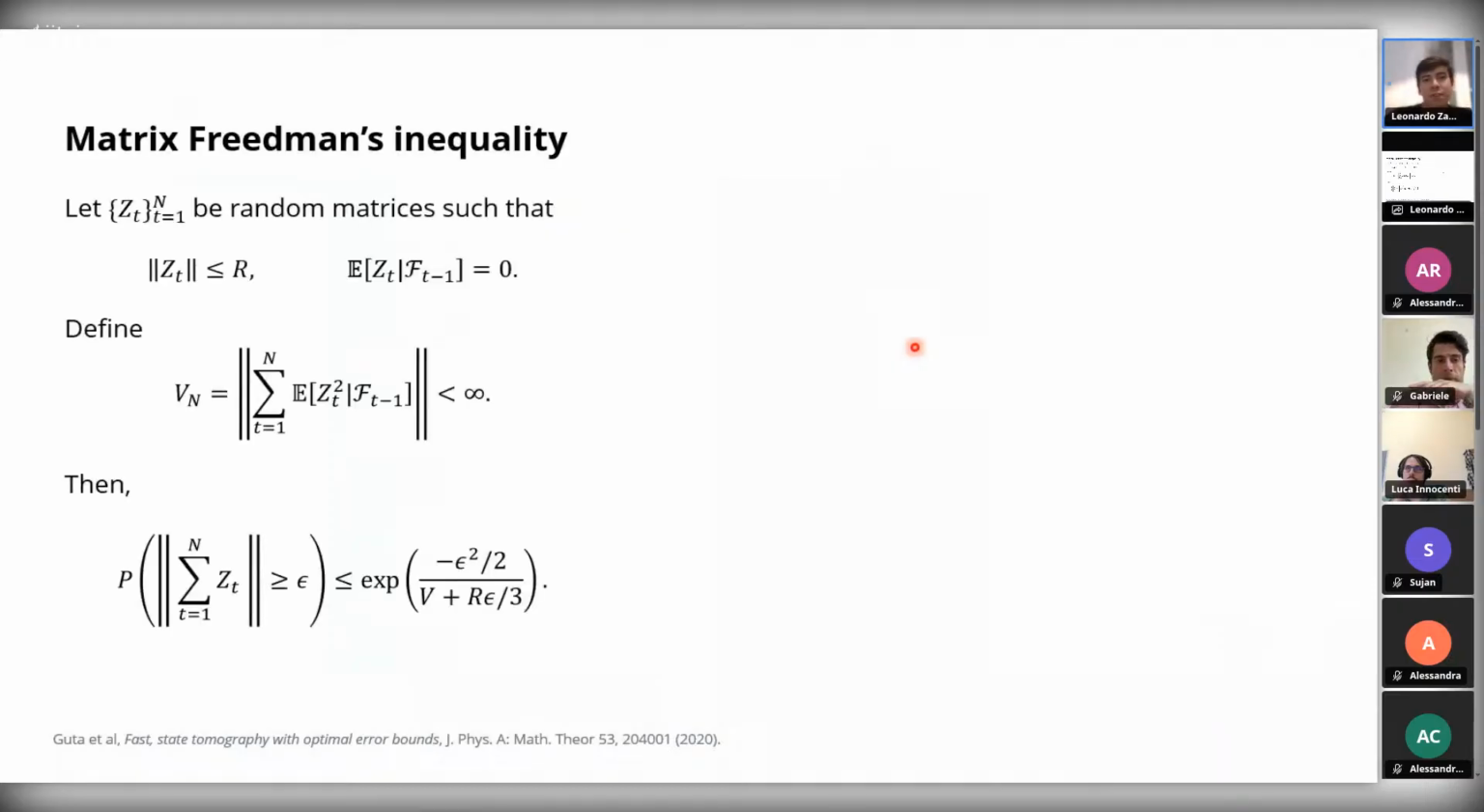Okay, so we have Freedman's inequality, we have the single shot estimators, and we know that these single shot estimators satisfy this property. So to use this inequality to prove convergence, we have to bound two things. We have to bound these, and we have to bound this variance.